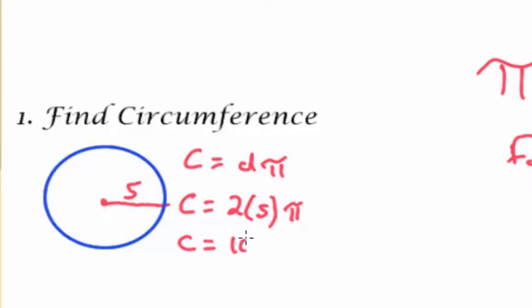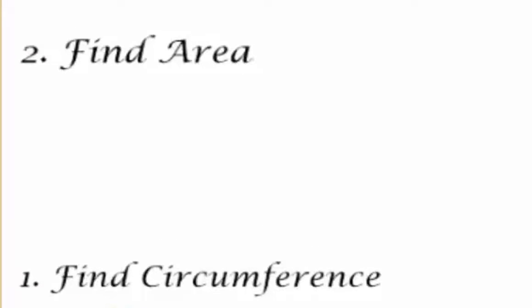Now, because pi is such a long and complicated number, many times it is okay to leave answers with that pi. We know what it means. So circumference could be 10 times pi. But if I wanted to go ahead and multiply 10 by 3.14, I can get a very acceptable answer of 31.4. Now let's work on finding the area of a circle.